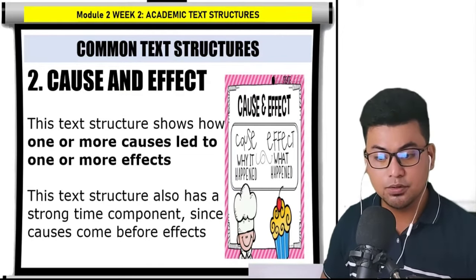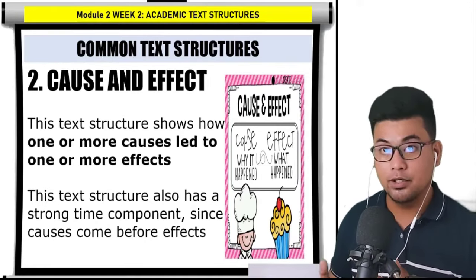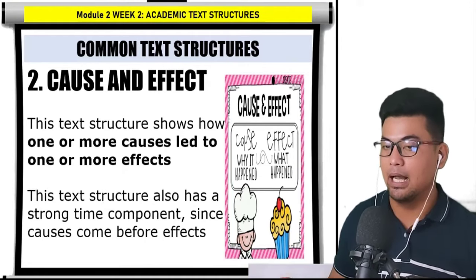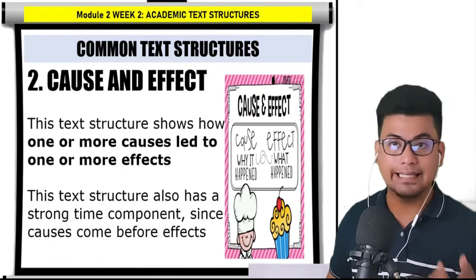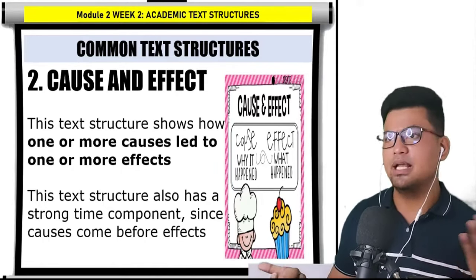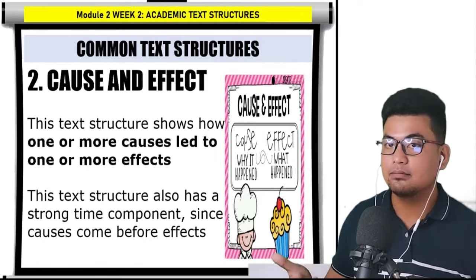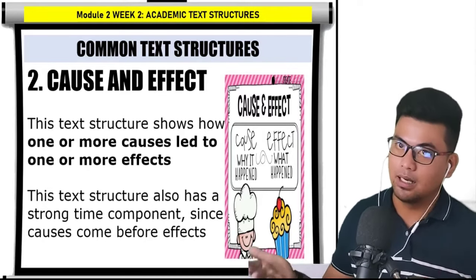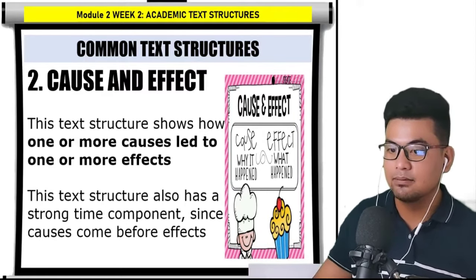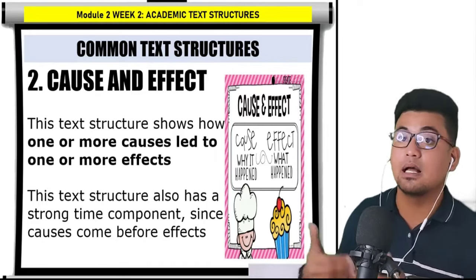This text structure shows how one or more causes led to one or more effects. Sa Tagalog, yung sanhi at saka yung bunga. Alright, the cause is why it happened. The effect is what happened. Cause, anong nangyari? Paano nangyari? Bakit nangyari? Okay? And effect, ano ang nangyari? What happened? Effect. Okay? Bakit nangyari yan? Cause. Okay? So, kumbaga, sa Tagalog nga, sanhi at bunga.